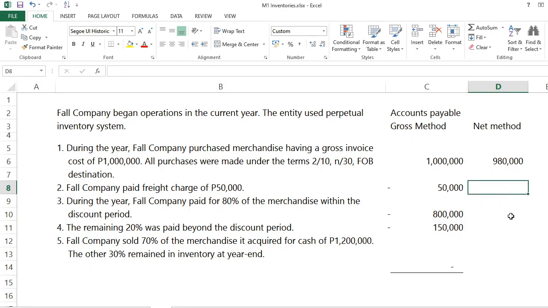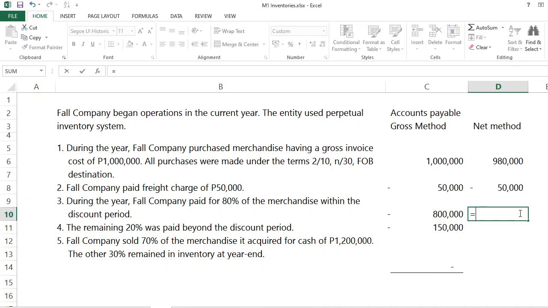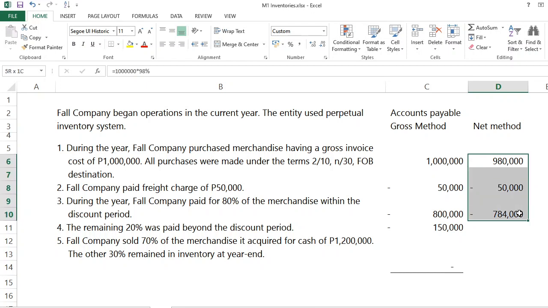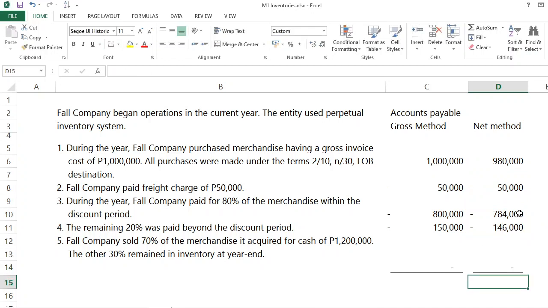So, that's 980. And then, nagbayad kag 50,000. So, minus na pod. And then, 80%. What is 80% of your 980? That's 784. And then, ang balance, imuhang gibayaran. So, pila na lang ba ang balance? 980 minus 50, minus 784, then you have 146 na balance. Binayaran mo na daw. So at the end of the line, again, wala na kay accounts payable.